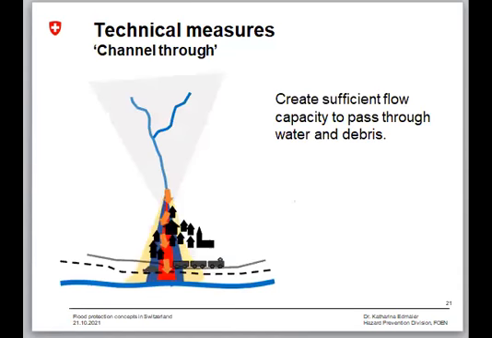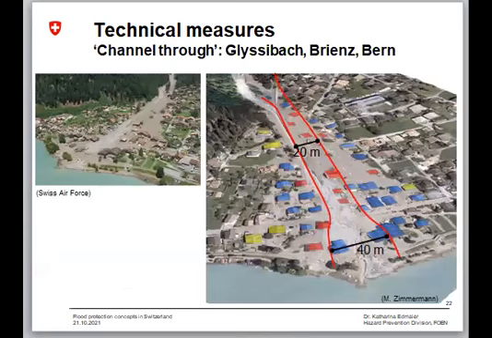First, I would like to present the channel through method. It means to create sufficient flow capacity to pass through water and debris. This method was implemented on the lowest section of the Gliessibach in Brienz in the canton of Bern. There, a large debris flow event occurred in 2005 after long-lasting precipitation. 28 residential buildings and the community center situated on the alluvial cone, this is the community center here, were damaged. Unfortunately, also 2 people lost their lives.